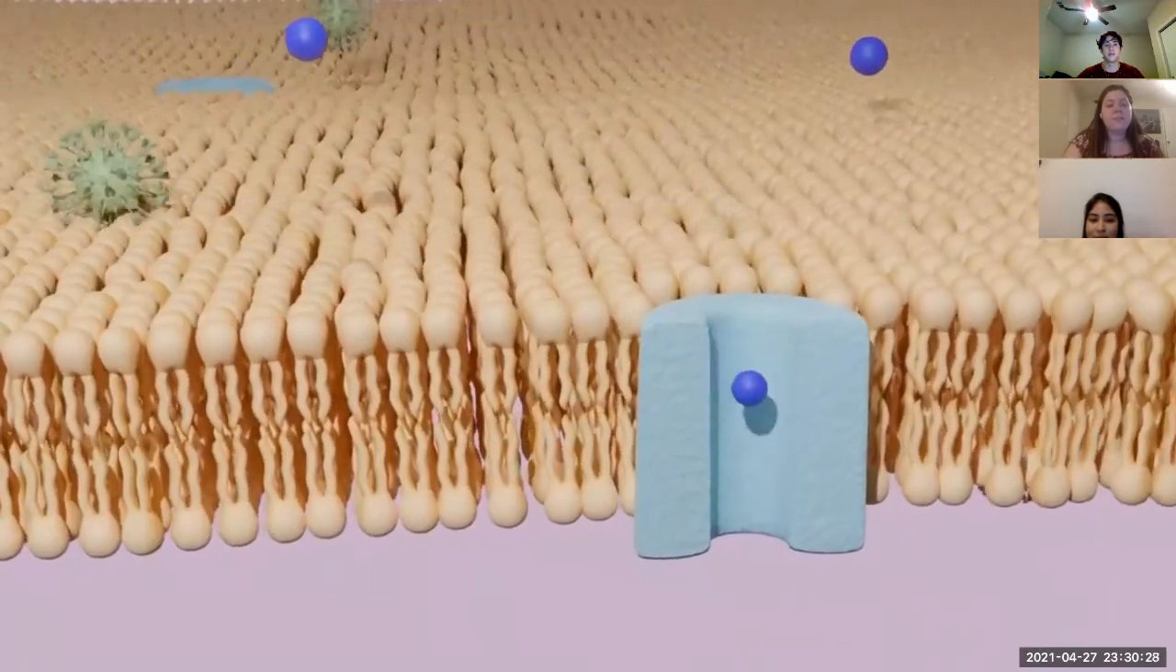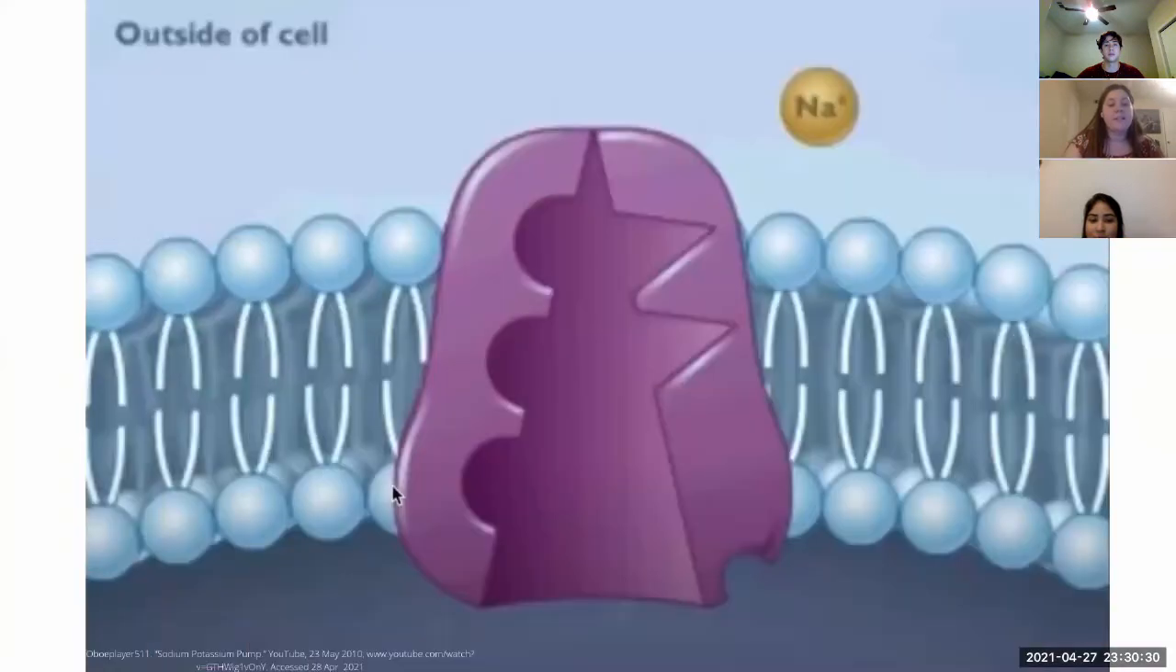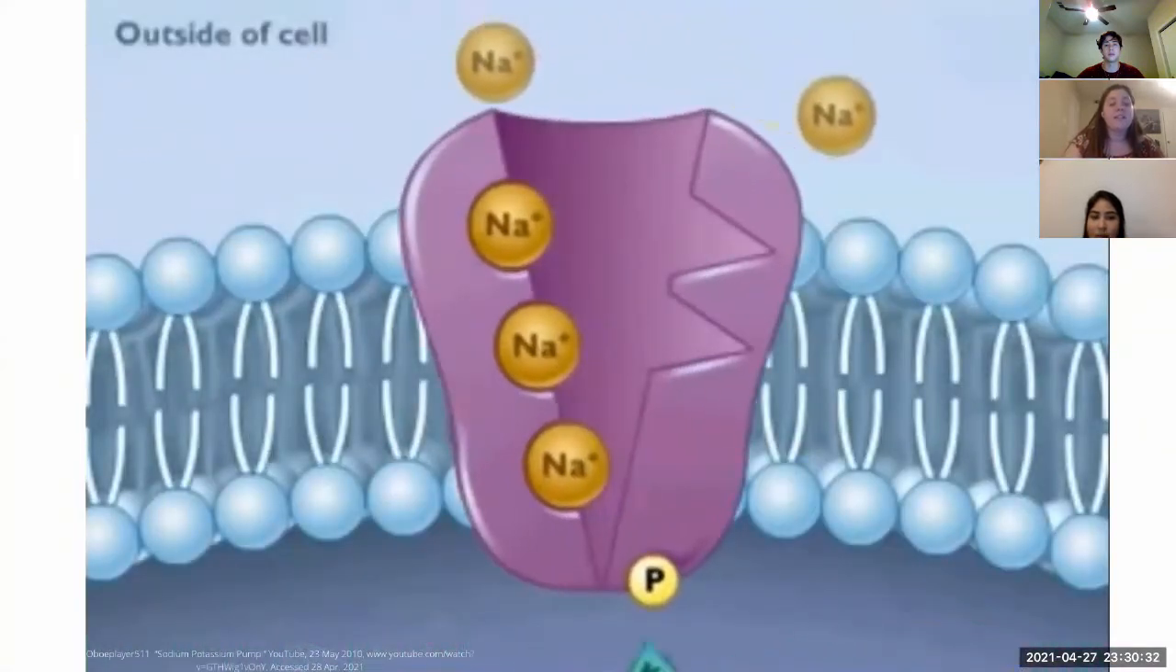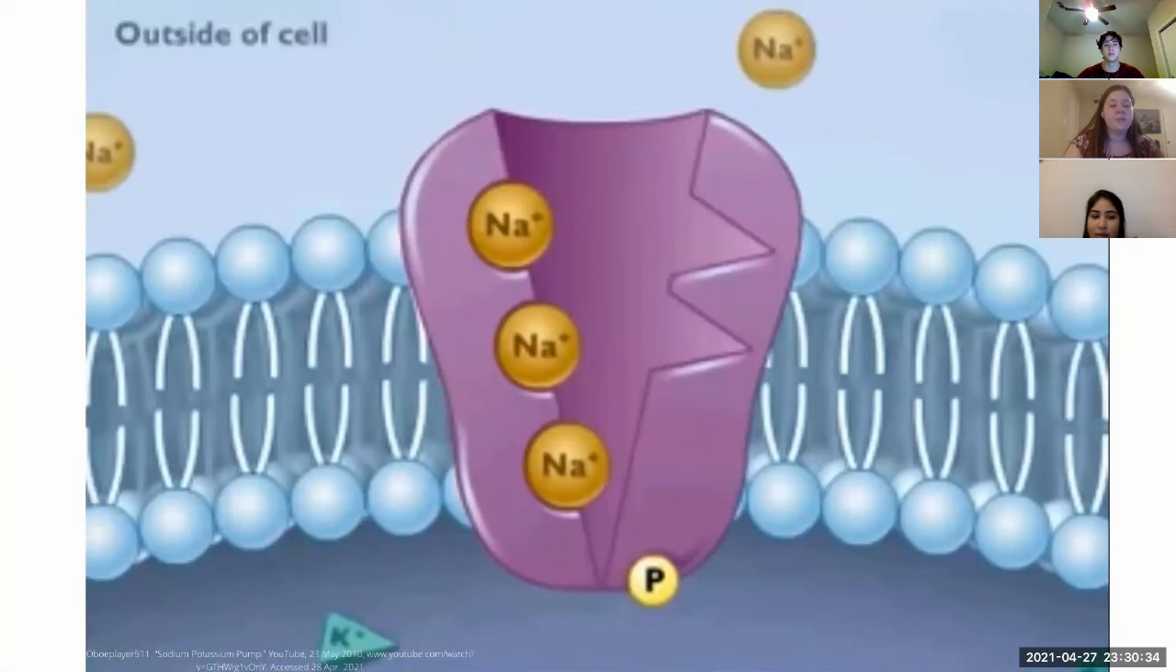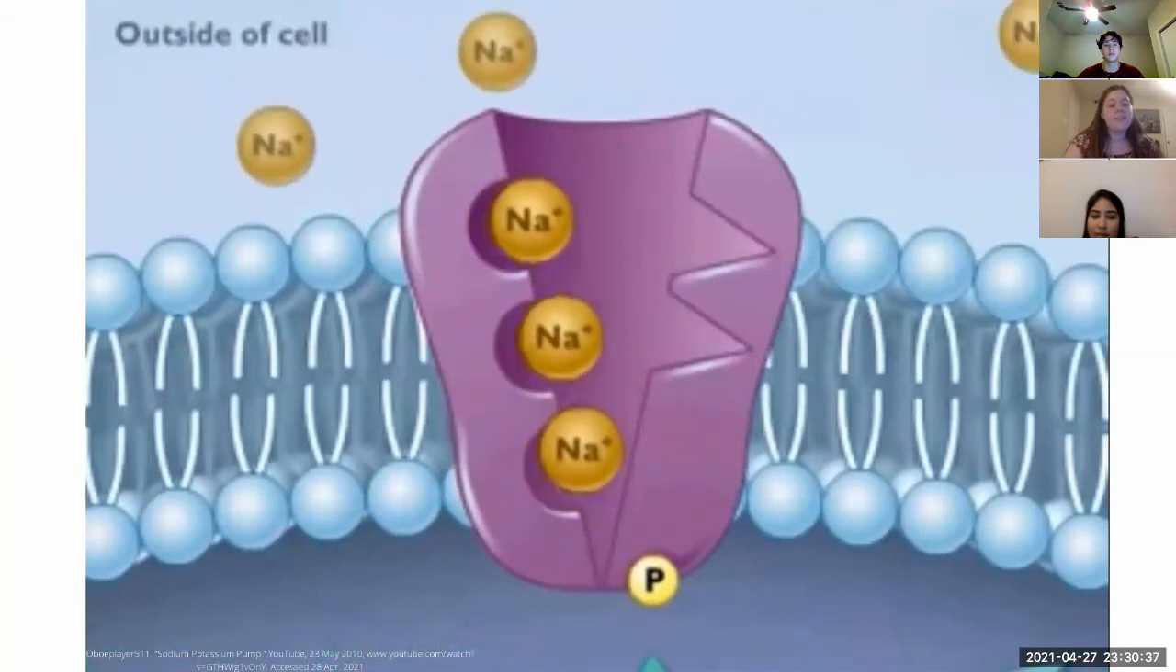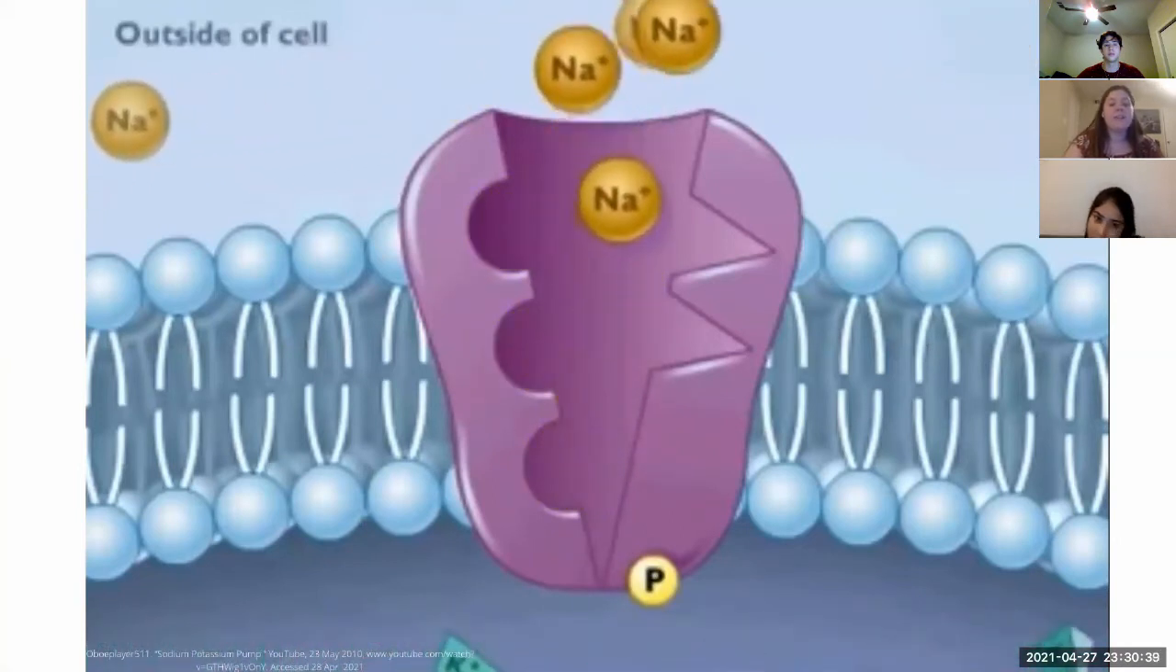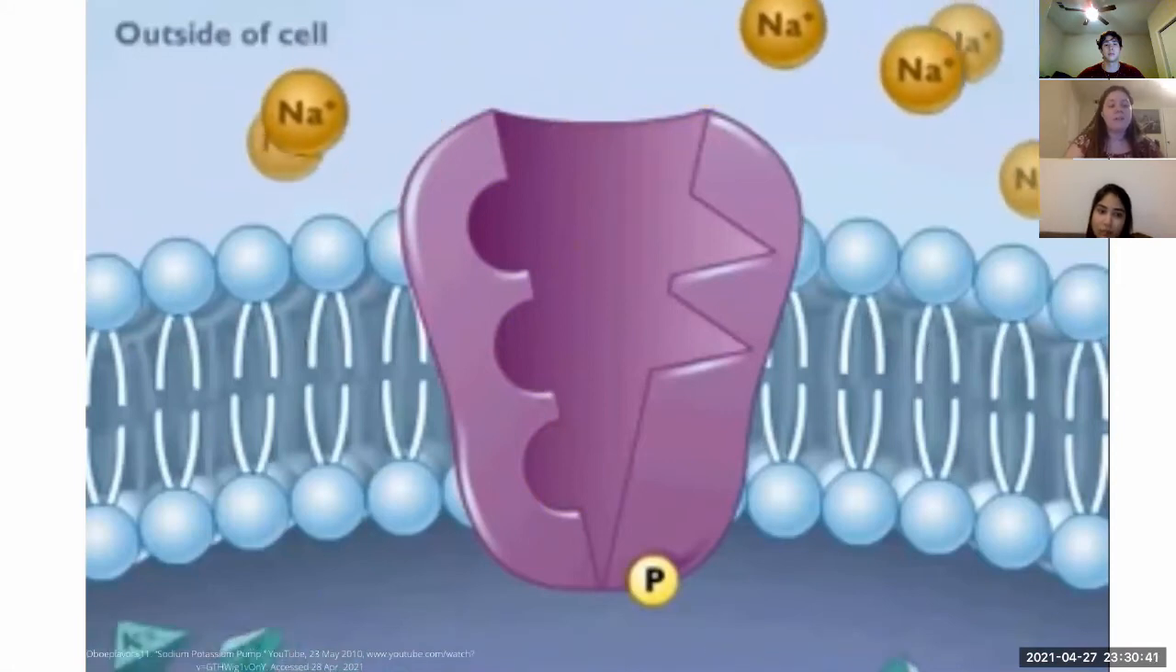This pump causes the movement of sodium and potassium ions to create an electrochemical gradient that in turn creates nerve signaling to tell your body what to do. When anesthesia is introduced, it inhibits this pump so that the nerve impulses and pain can't be felt.